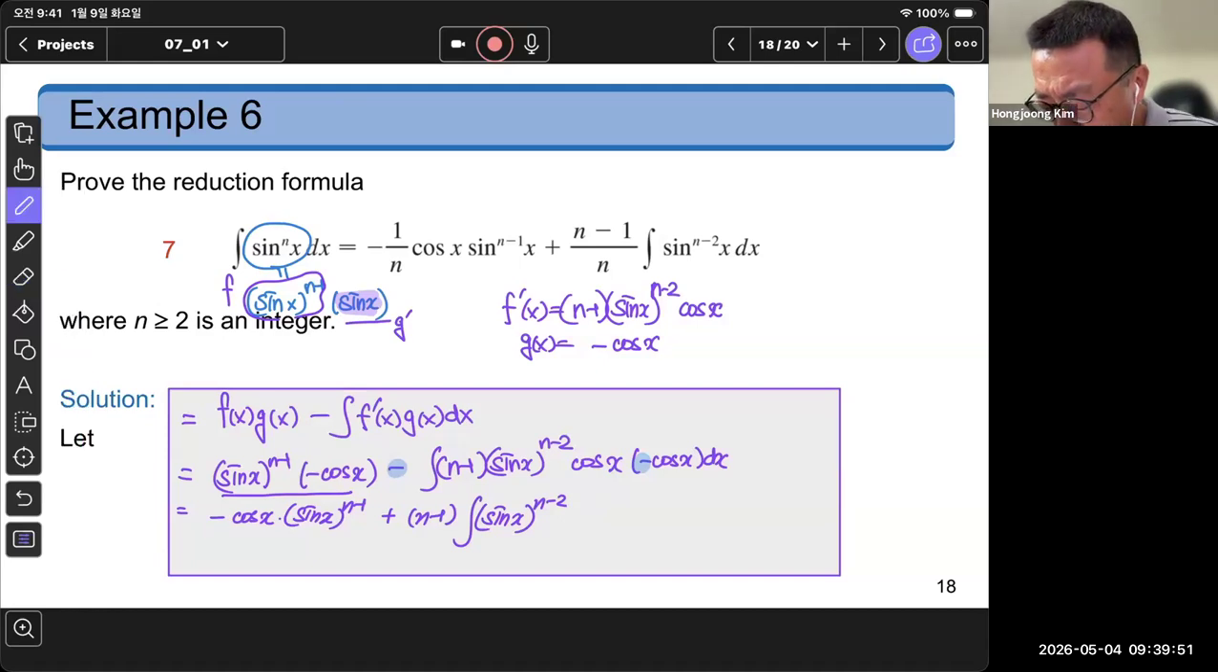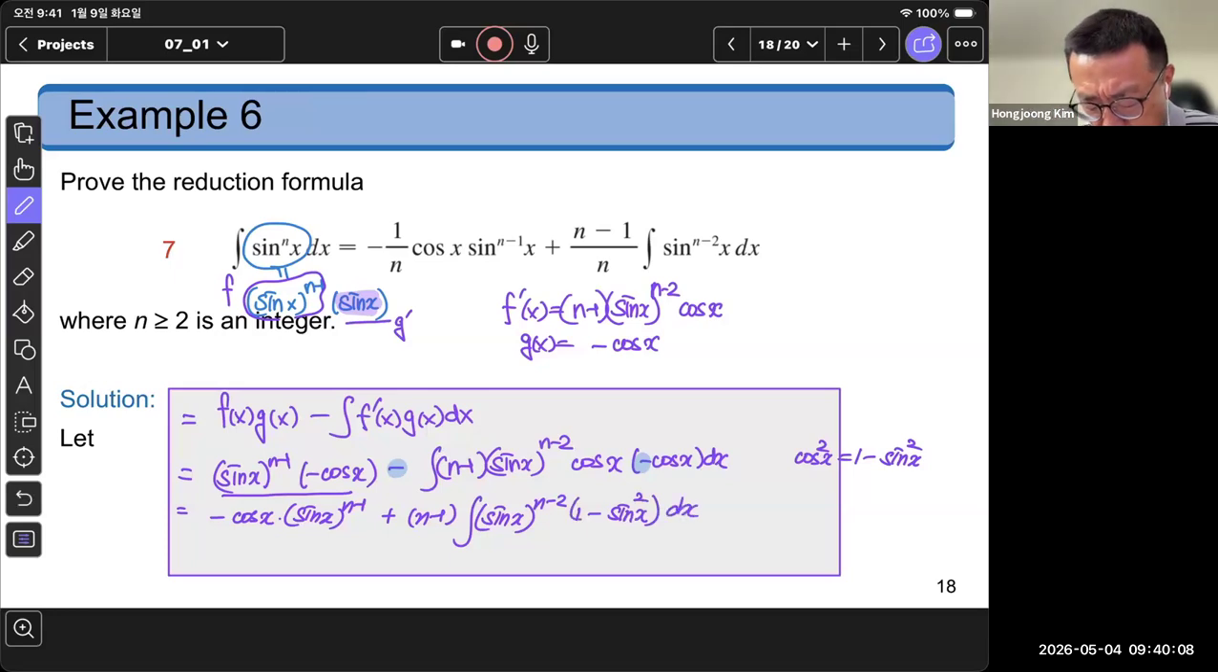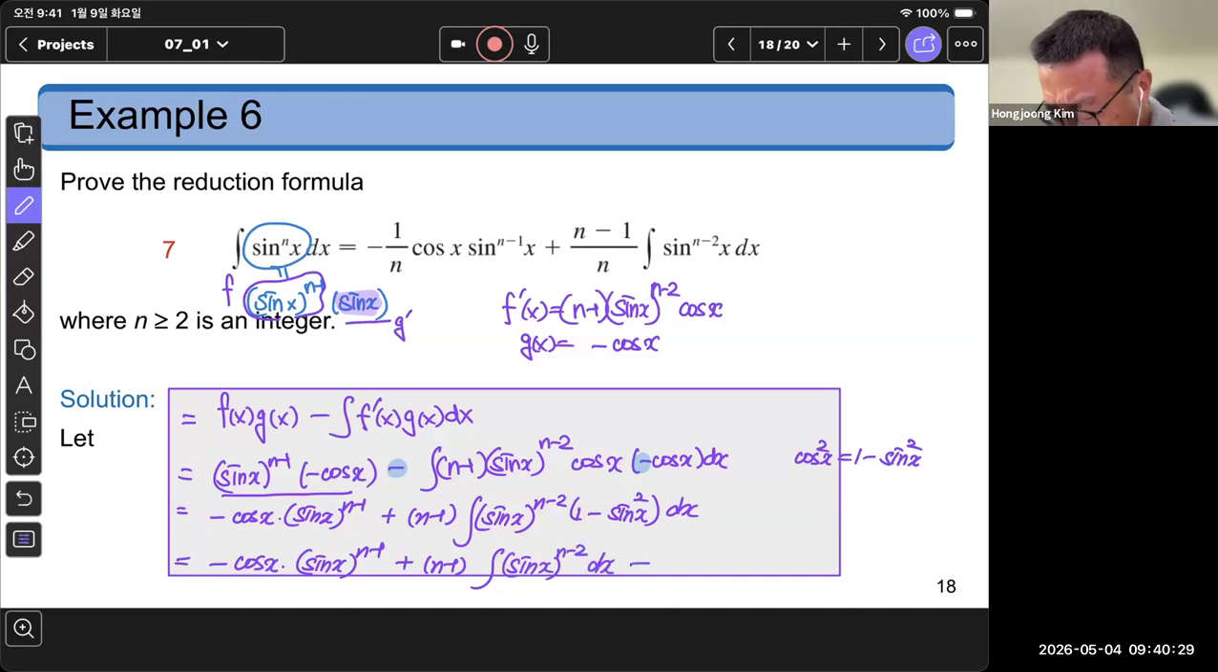cosine squared. And since cosine x squared is 1 minus sine x squared, if I put it here, 1 minus sine x squared dx, then I have negative cosine x times sine x to the n minus 1 plus n minus 1 times the integral of sine x to the n minus 2 dx minus the integral of sine x to the n minus 2 times sine x squared will make sine x to the n dx.